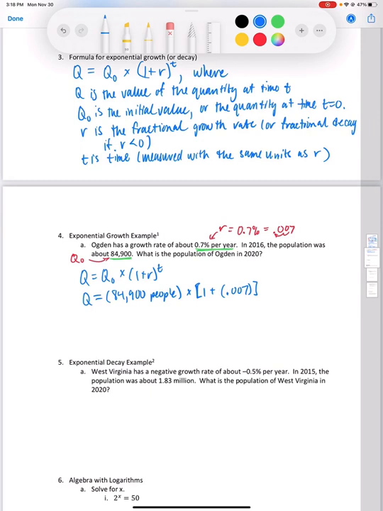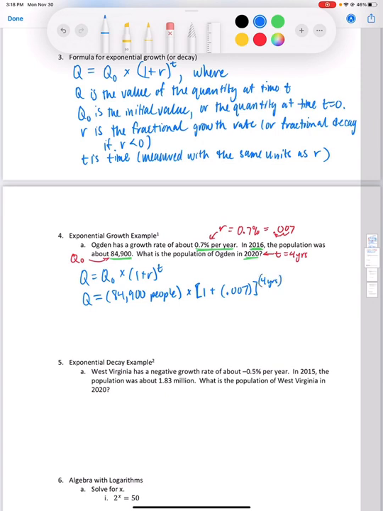To the T, now T is derived from my 2016 to 2020. So T is equal to 4. 2016, 2020. T is equal to 4 years. That's what we'll put over here.